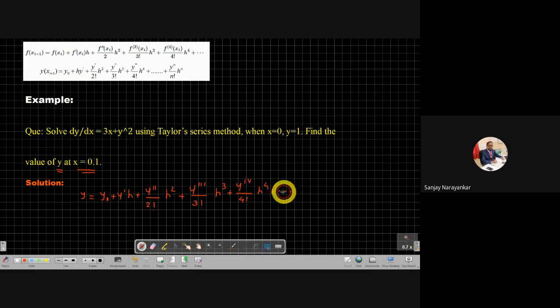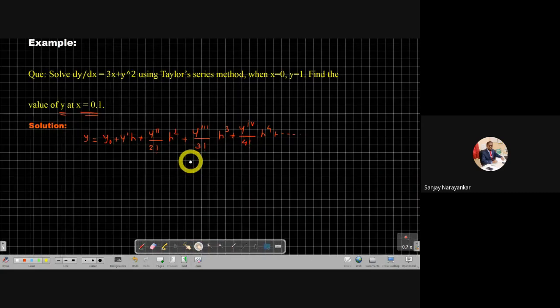Generally, when we are using the Taylor series, we are using the terms up to 4th order, right? Otherwise, it becomes very difficult for anyone to find the higher order derivatives. Is that it, students? Any doubt, any question? You can stop me with that. Fine. So this is the formula that we are using.